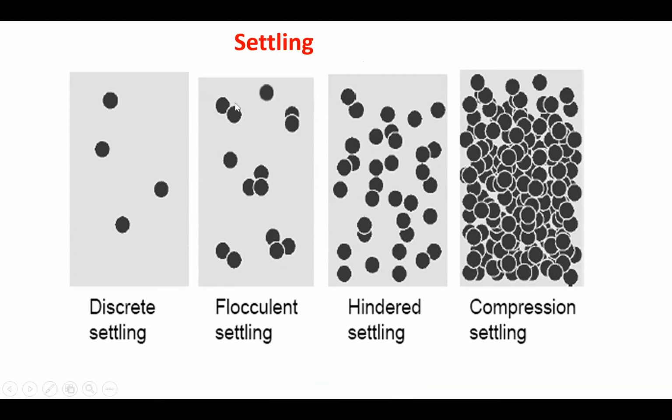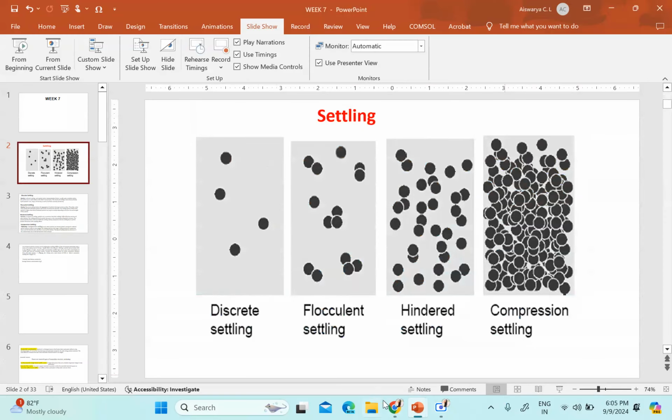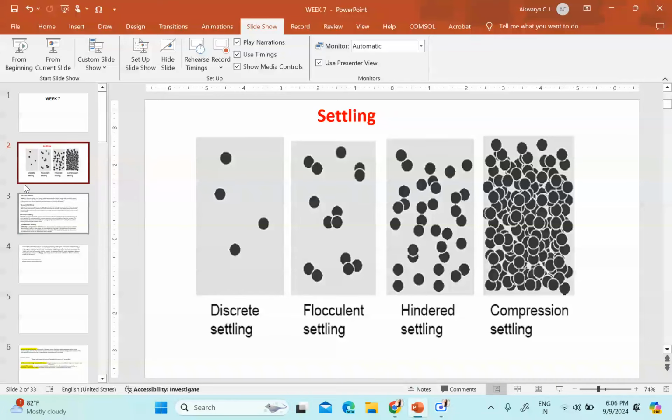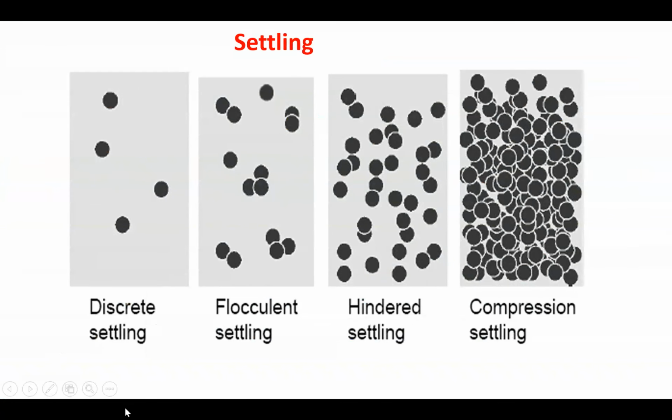So now I'm starting from the week five question related to the doubts about the settling chambers. Here you can see four different types of settling chambers. Discrete settling is this one, flocculent settling, hindered settling, compression settling. For all four types of settling, we were comparing the velocity.